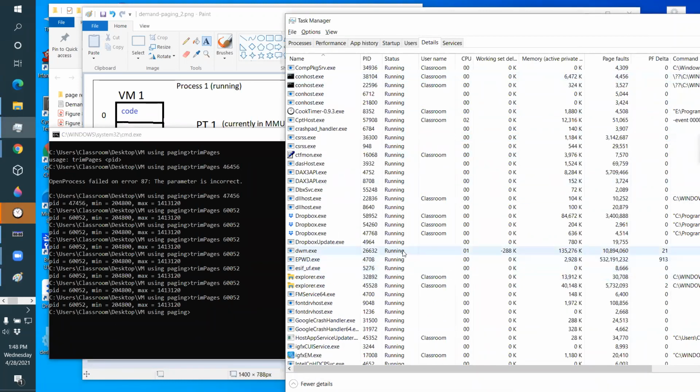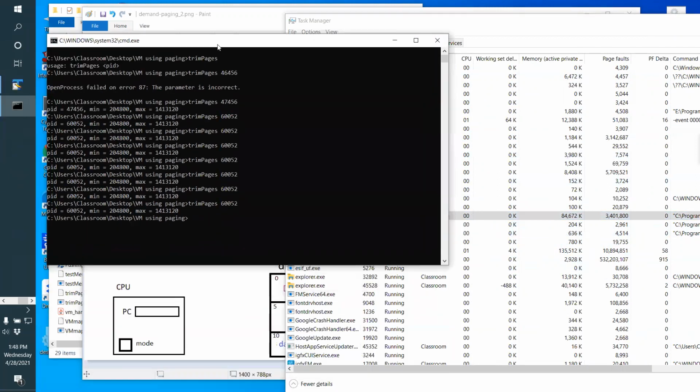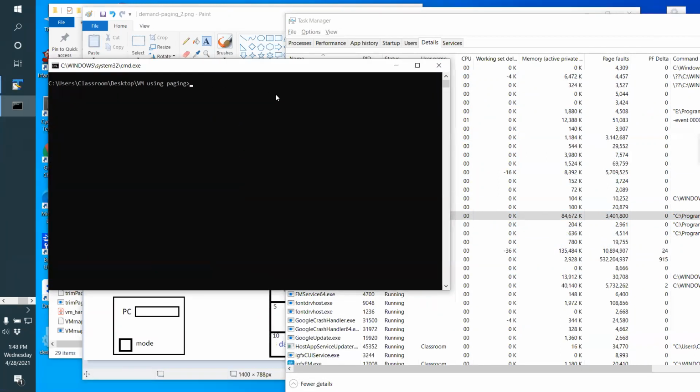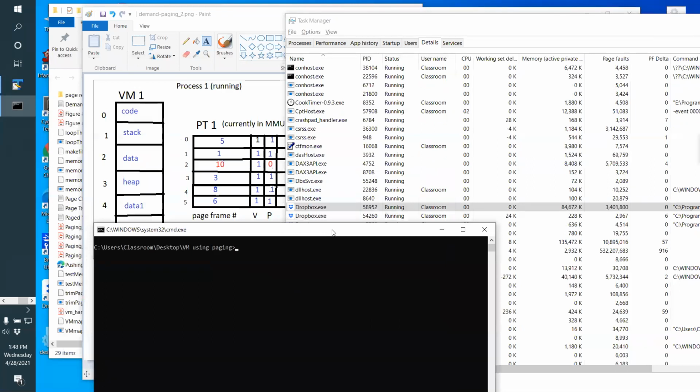Who knows which one? I mean, I don't know which ones of these are active. Let's do this Dropbox one. It's kind of active. It's using a fair amount of memory. 58952. See, 1,000 page faults. I wasn't checking to see if this number went down. Oh, see, they went back up again.